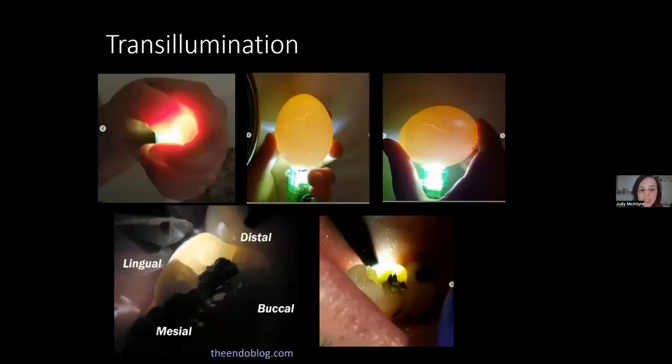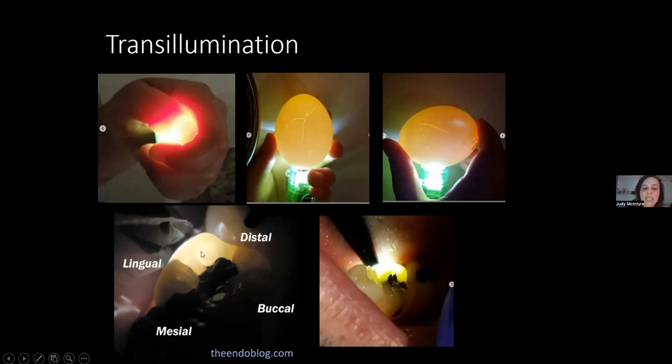So again, back to transillumination and what I'm saying. So again, a flashlight on my hand, right? On my finger. The light is going to propagate through my fingernail, through my whole finger. If there's a crack, for example, in this egg, right? It's going to light up, right? Where the disruption is.